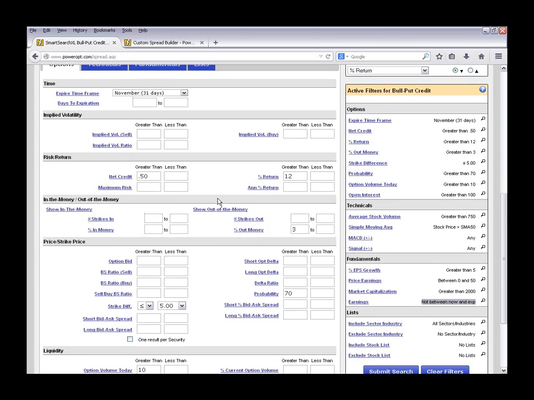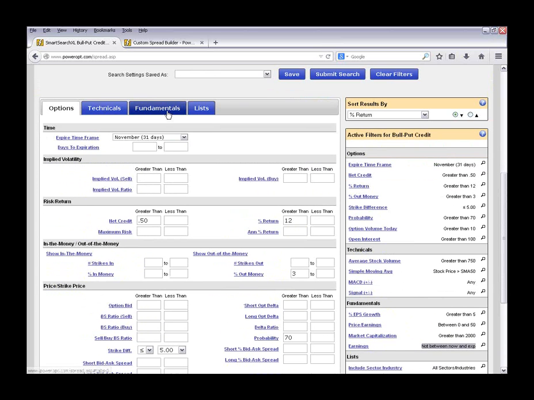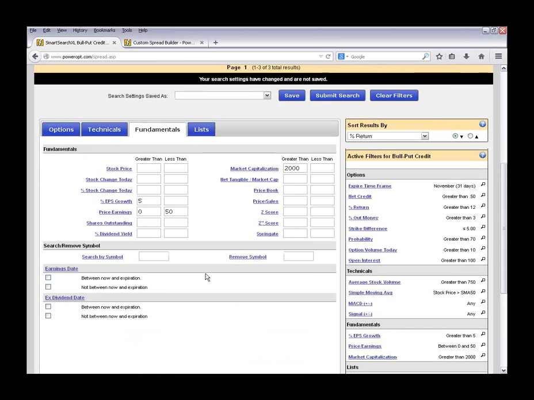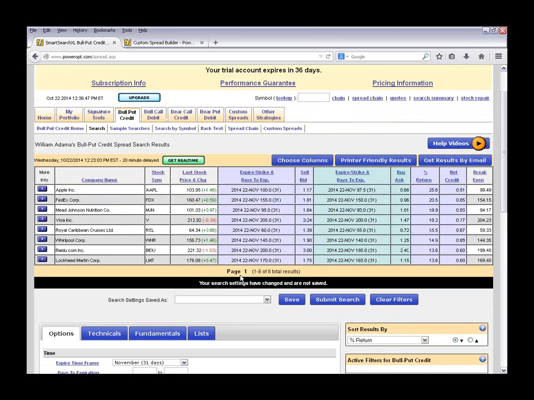I believe Apple already had theirs, as did FedEx, and I think Lockheed had theirs also. So we're past that earnings. If I wanted to open up the screen to see more results, we could go back into the fundamentals, and we could check the box for not between now and expiration and turn that off. Let's submit that. Okay, so this only opened it up to 8 results. But now we know those other 5 results have earnings coming up between now and expiration, and we're taking the chance of a disappointment in earnings where it could fall against us, and that's not what we want to see.